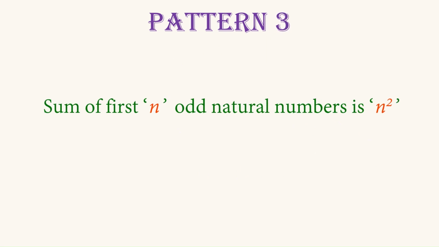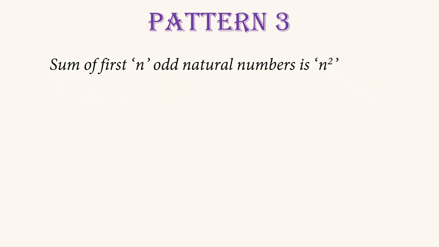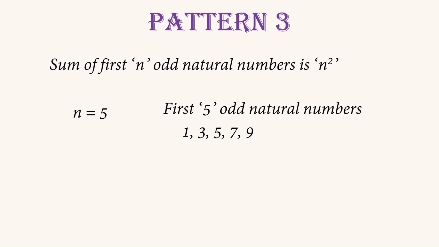Coming to the next pattern, sum of first n odd natural numbers is n square. Let us take a value for n. If it be 5, let us list the first 5 odd natural numbers. Here are the numbers 1, 3, 5, 7, 9. We'll take the sum of these numbers, and on adding these we will get 25 as answer. So sum of first n odd natural numbers is n square. Let us do n square. N is 5, 5 square is 25. In both the cases we have got 25. So this pattern is observed in square numbers.